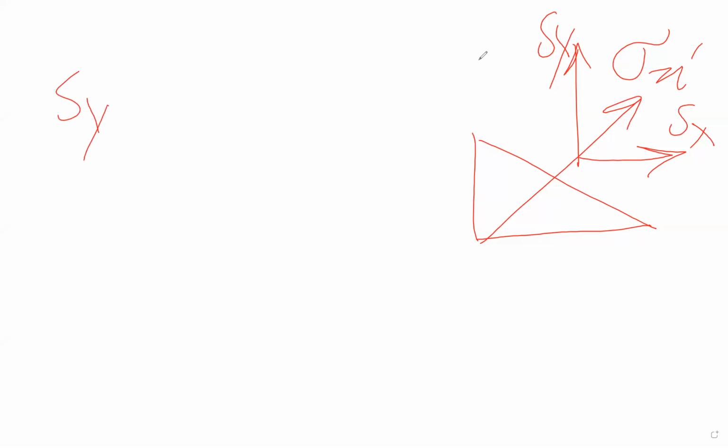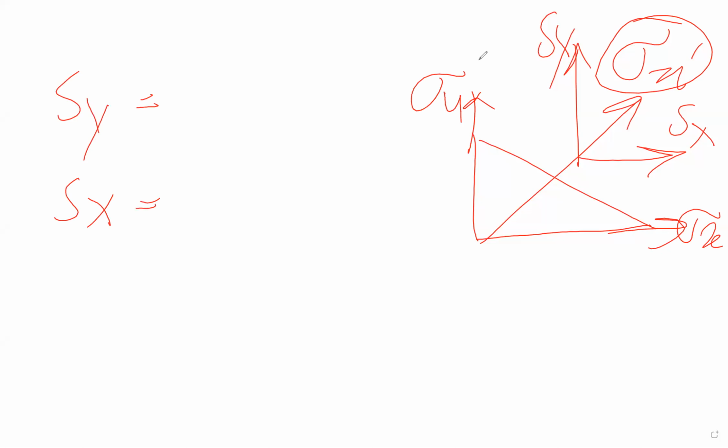Sy is the component of sigma x dash in the y direction, and Sx is the component of sigma x dash in the x direction. Sorry, see this is sigma x dash, not sigma x. Sigma x is here, and sigma y is here. But sigma x and sigma y are acting on the plane.